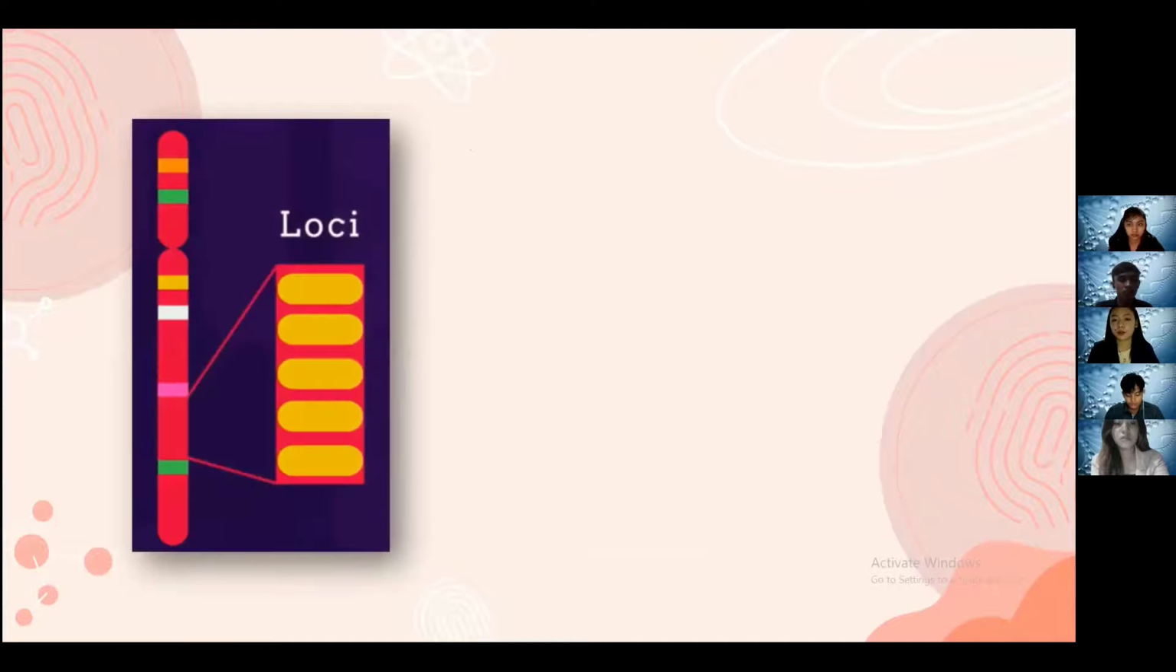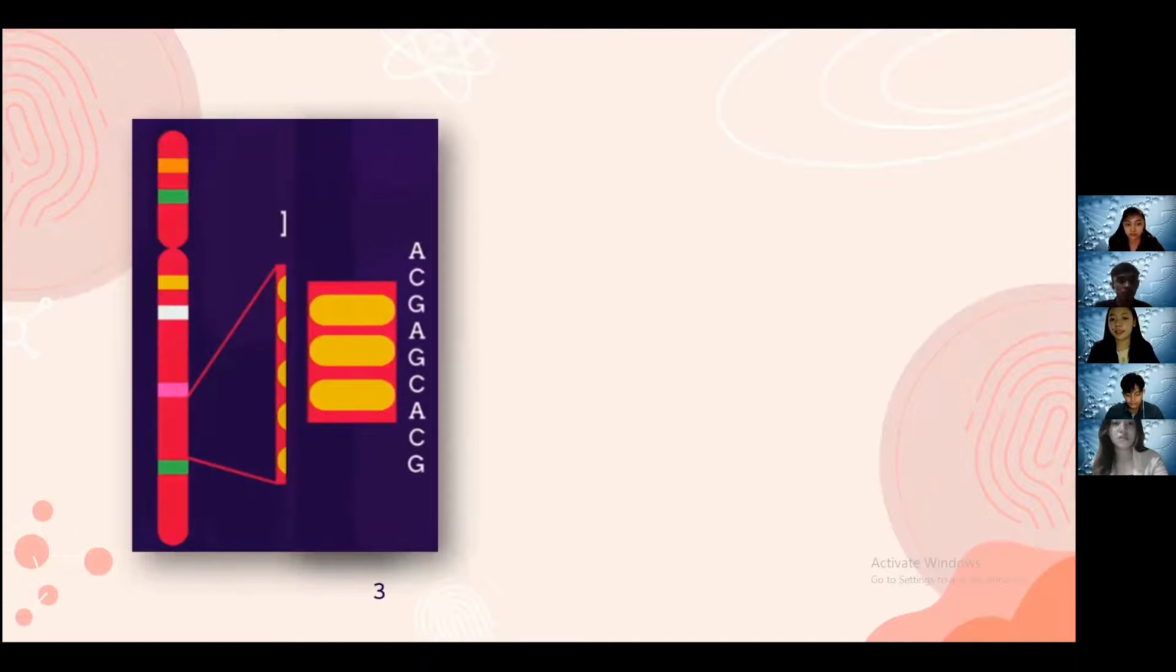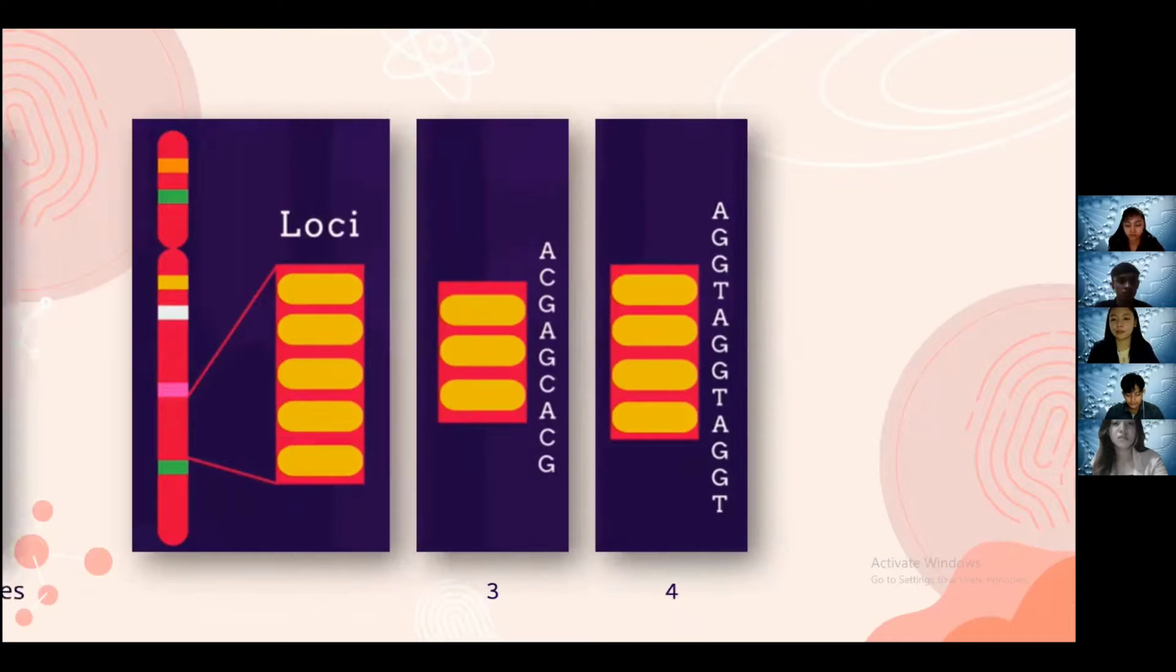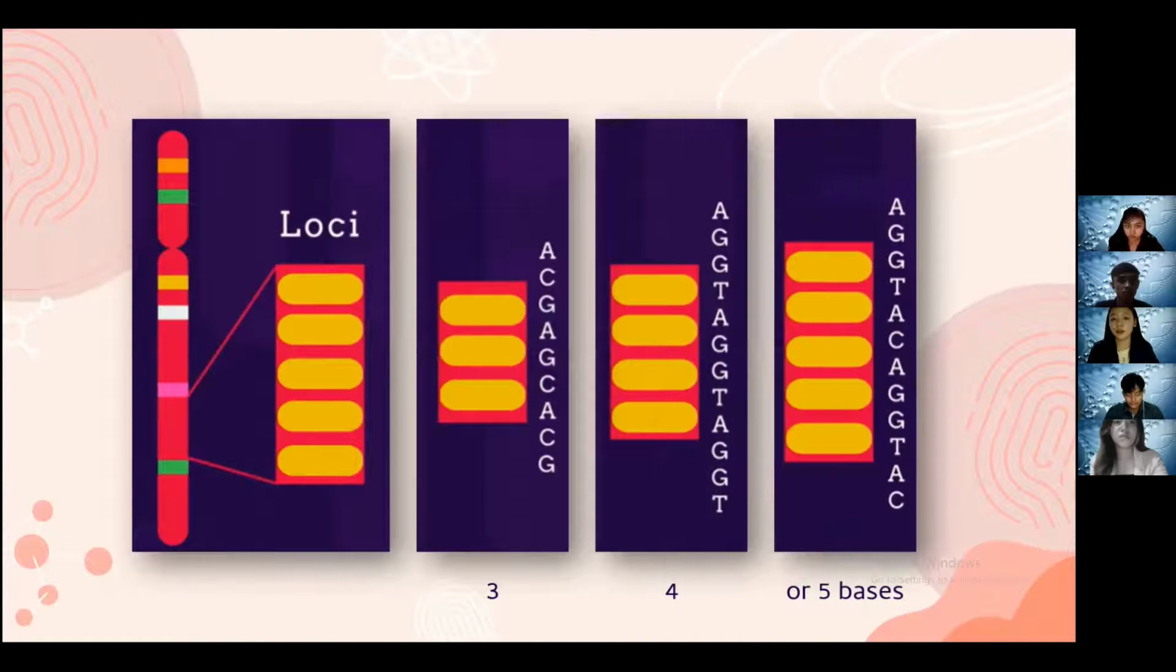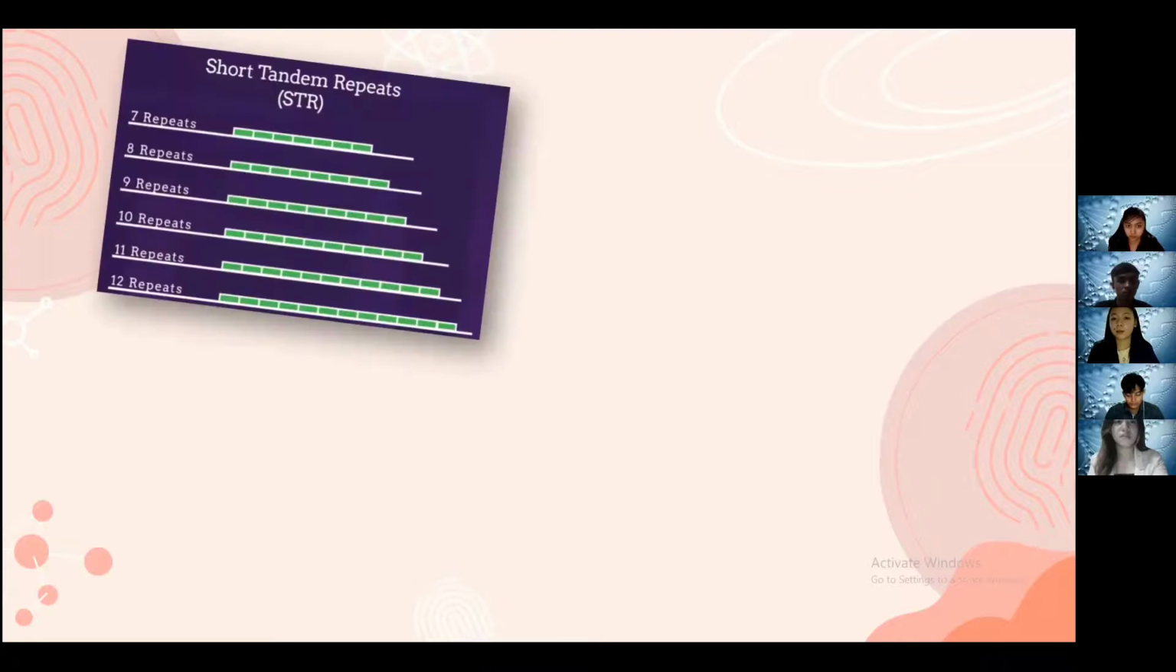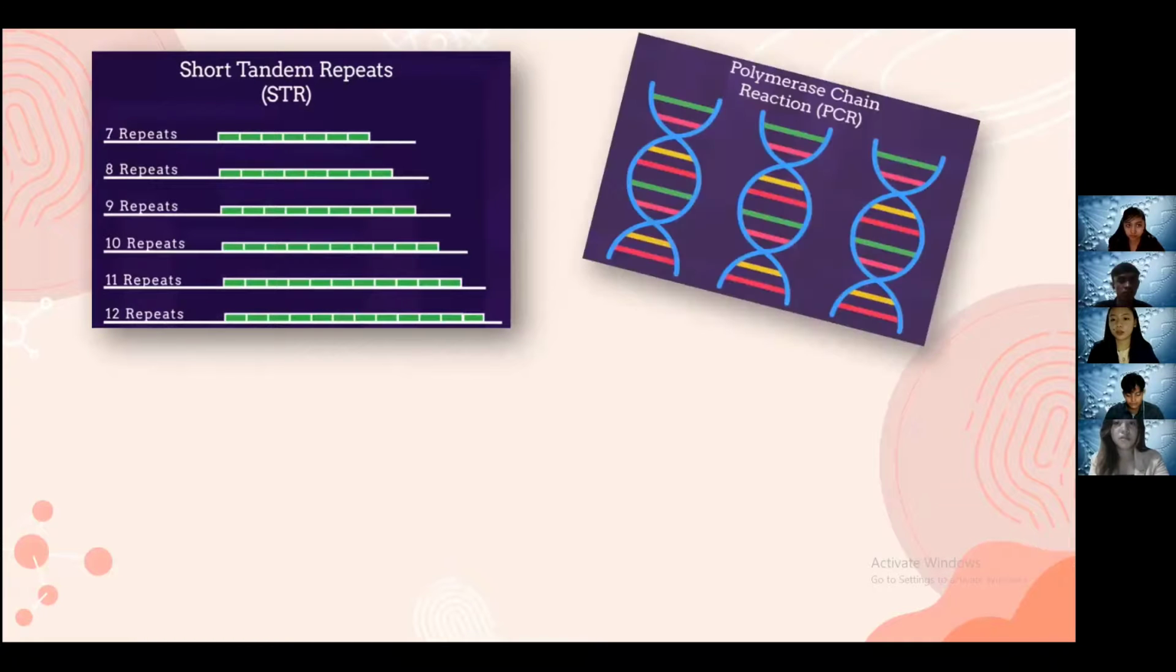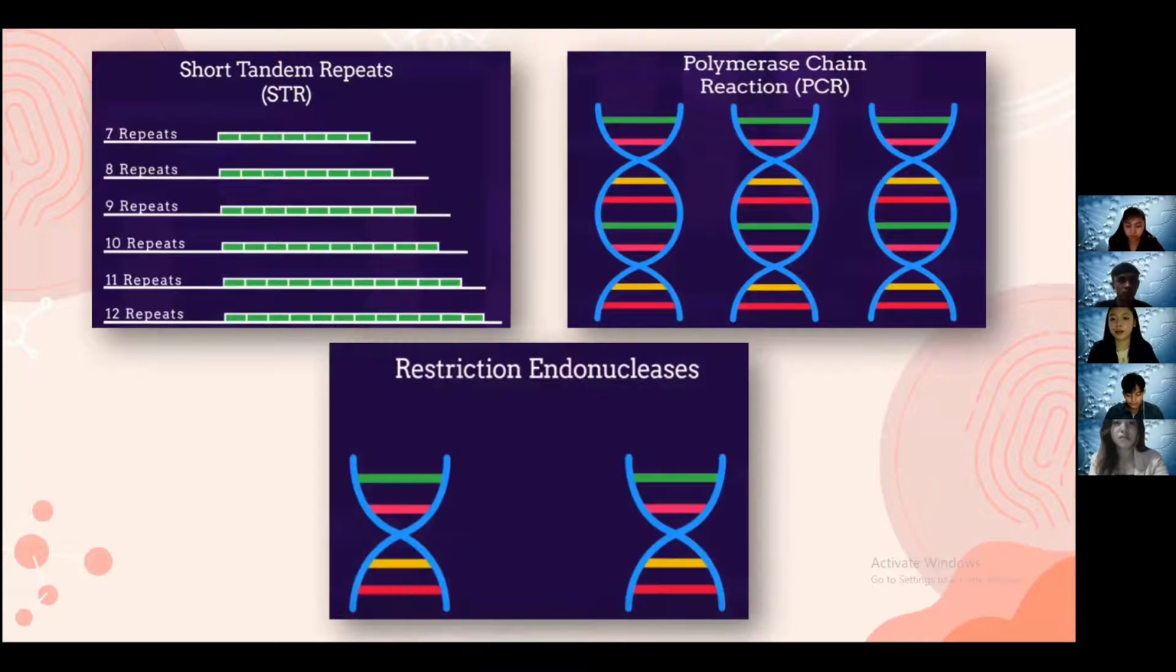There are sections or loci of chromosomes where, instead of a gene consisting of a long sequence of bases, there are much shorter sequences of 3, 4 or 5 bases that are repeated many times. These are called short tandem repeats, or STRs. STRs are short repeated sequences of DNA that account for approximately 3% of the human genome.